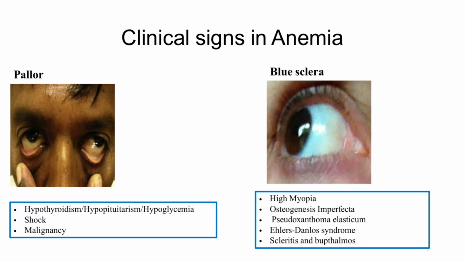This picture depicts a patient of anemia with pallor. However, pallor can be seen in hypothyroidism, hypopituitarism, hypoglycemia, shock, and malignancy. Blue sclera is also very common in anemia, and it can be seen in patients with high myopia, osteogenesis imperfecta, pseudoxanthoma elasticum, Ehlers-Danlos syndrome, scleritis, and buphthalmos.